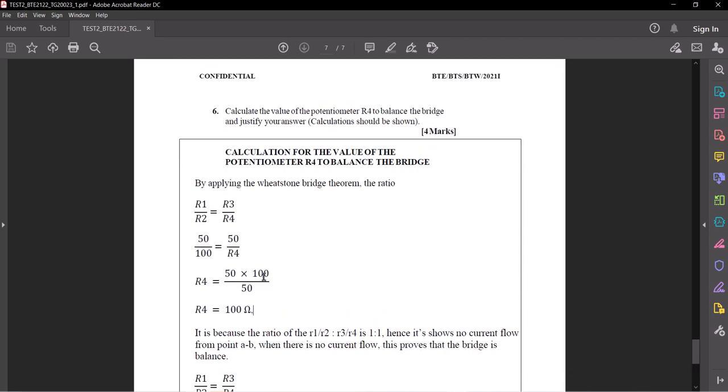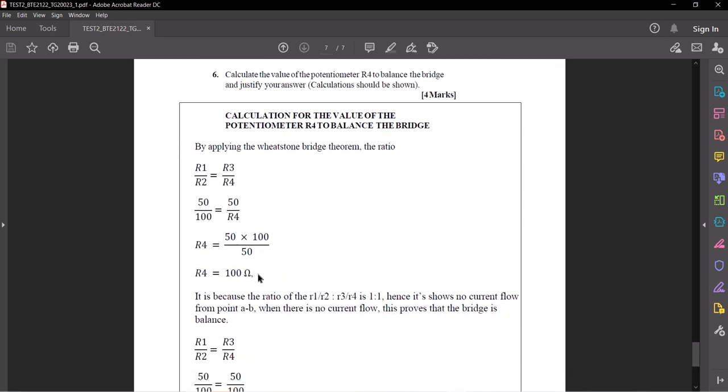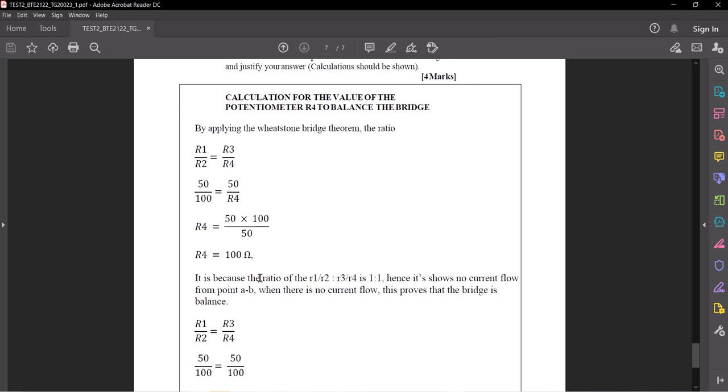So to balance the bridge, R4 should be 100 ohm or 50% of the 200 ohm. It is because the ratio of R1 over R2 to R3 over R4 is 1:1. Hence, it shows that no current flows from point A to B. When there is no current flow, this proves that the bridge is balanced.